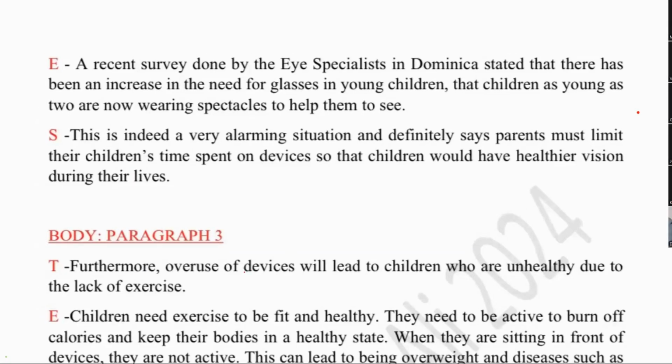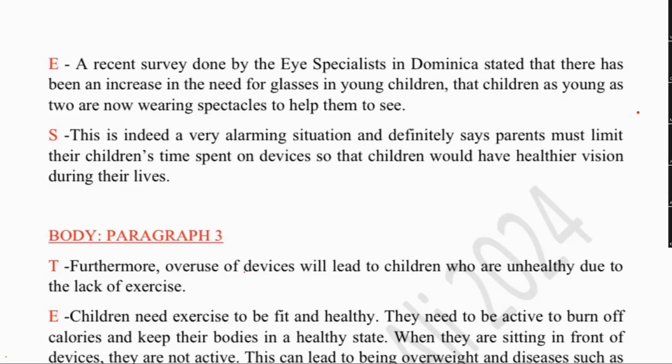A recent survey done by the eye specialist in Dominica stated that there has been an increase in the need for glasses in young children, that children as young as 2 are now wearing spectacles to help them to see. This is indeed a very alarming situation, and definitely says parents must limit their children's time spent on devices so that children can have healthier vision during their lives.